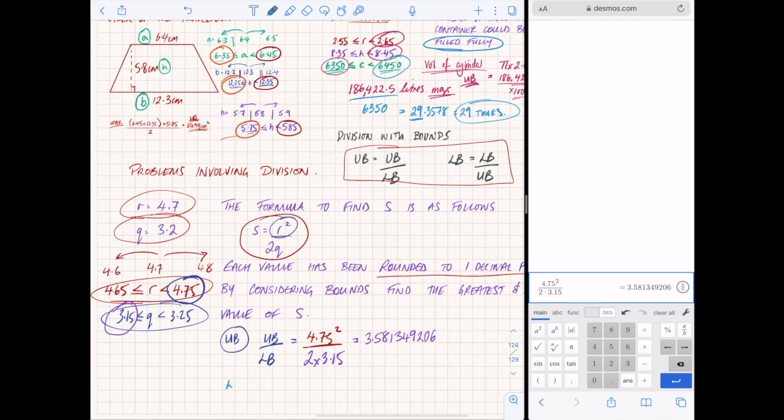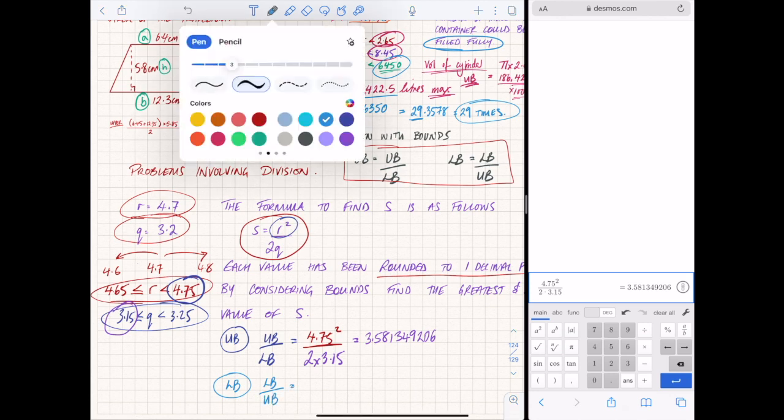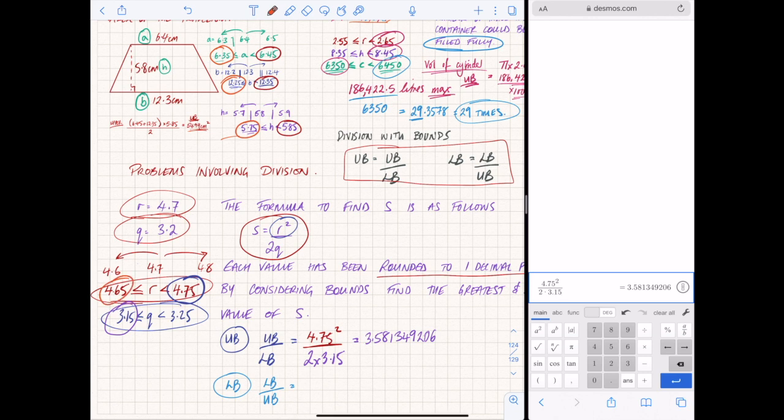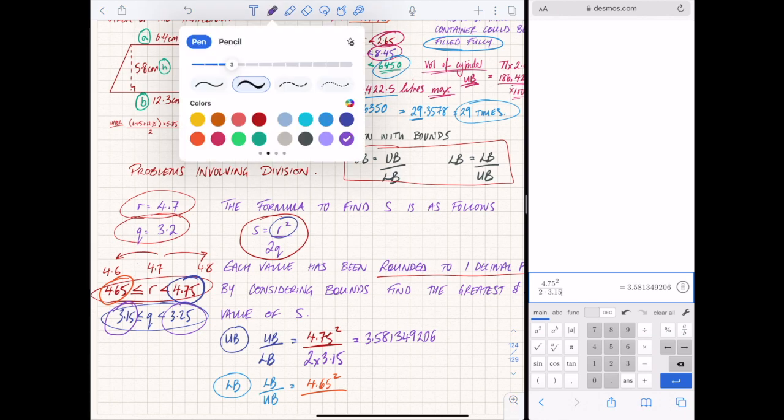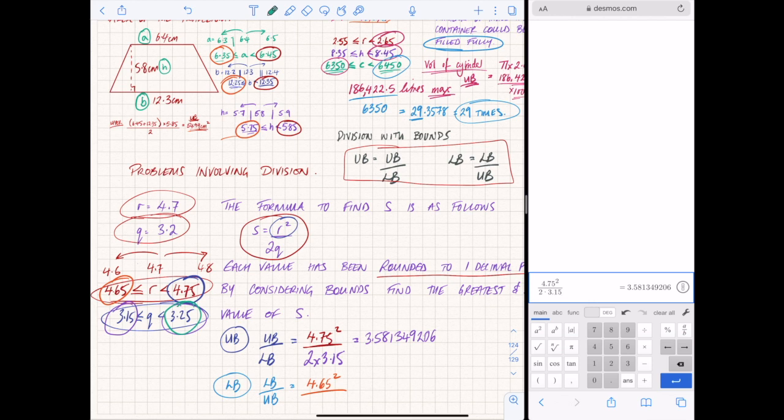So now what I need to do is do the same for the lower bound. To do the lower bound, we're going to say lower bound divided by upper bound. So now I take my lower bound of R, which is 4.65. So 4.65 squared, and I divide it by my upper bound now of Q. I'll do this in a different color to make it clearer for you. So the 3.25 there, so it's 2 times 3.25. Again, think about the logic there. A smaller number divided by a bigger number will give you a smaller number. And I'll show it to you now as we do the answer. So it's going to become 4.65 squared divided by 2 times 3.25. And you can see my answer actually is smaller.